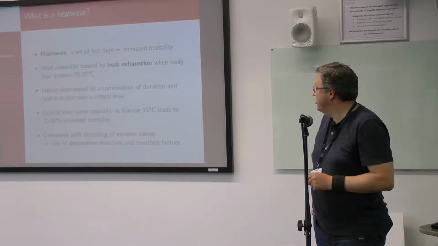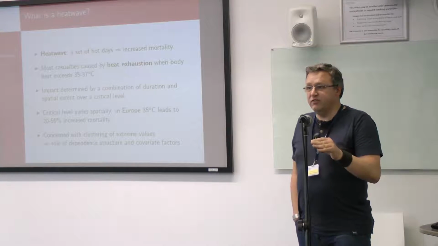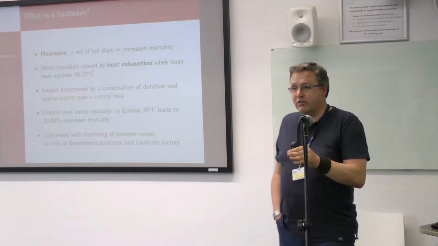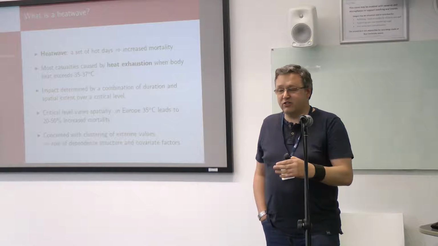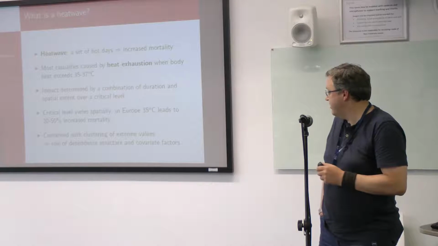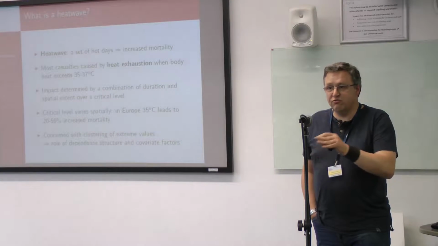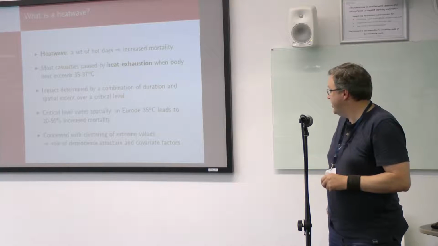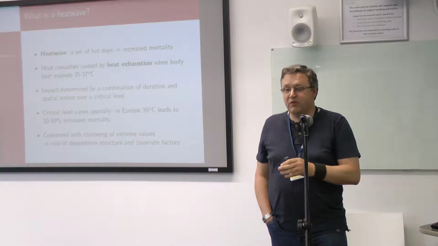So what we're going to be interested in here is looking at extreme levels where not just the individual extremes are important, but the clustering of extremes in space and time are key to determining the risks to humans from these heatwave events. So that suggests we need to worry about the dependence structure that's creating these heat waves, and in particular also covariate factors which might explain some of that clustering away.